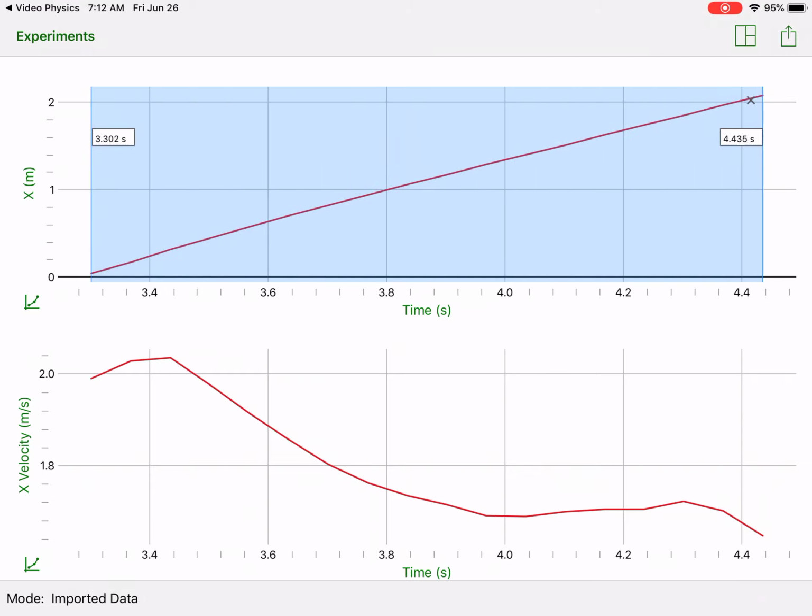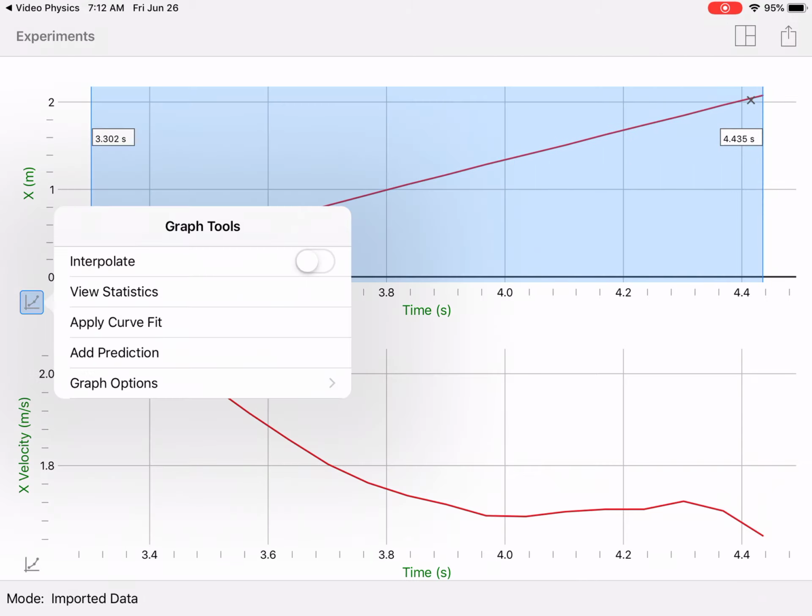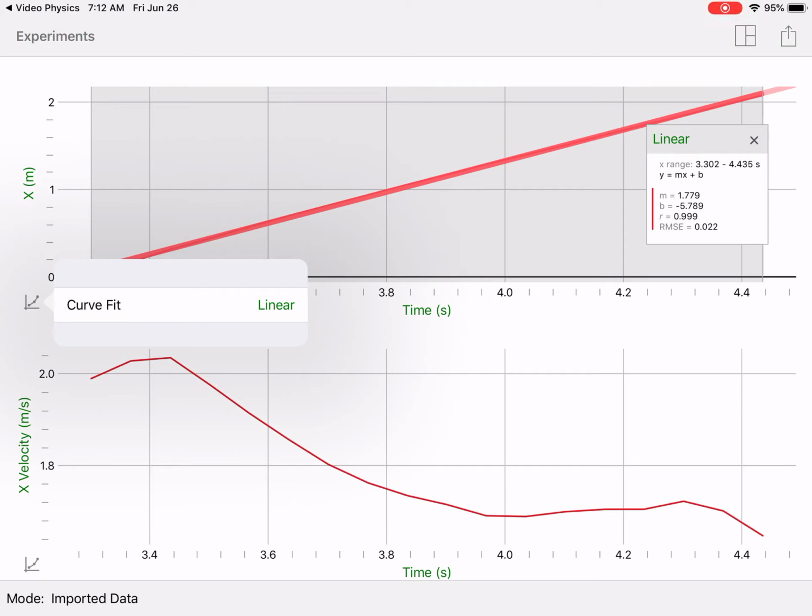So if I highlight this right away, it looks like I'm getting a velocity of about 1.78 meters per second. It is positive because it was moving to the right in the video, and it's linear, so it looks fairly constant. I feel good about that because in theory, it should have an acceleration of 0 in the X component.